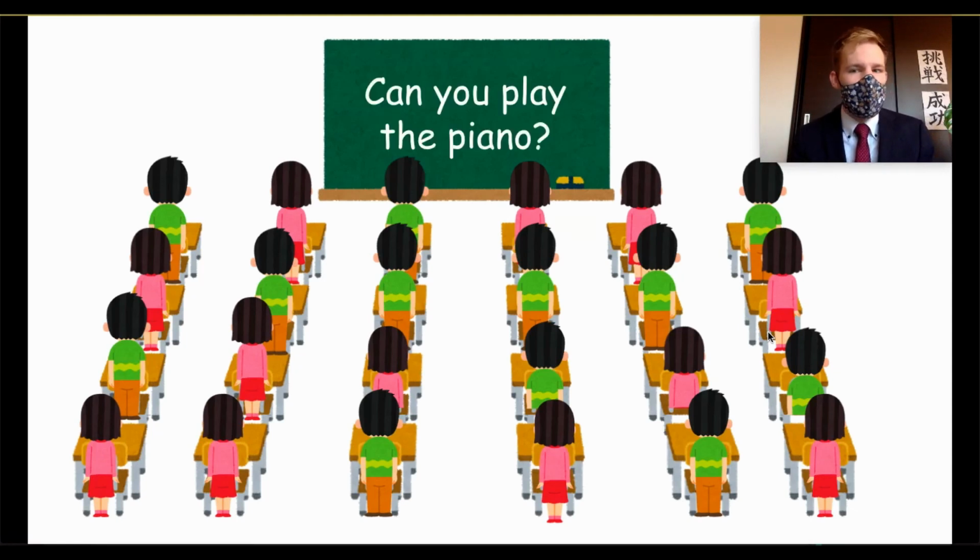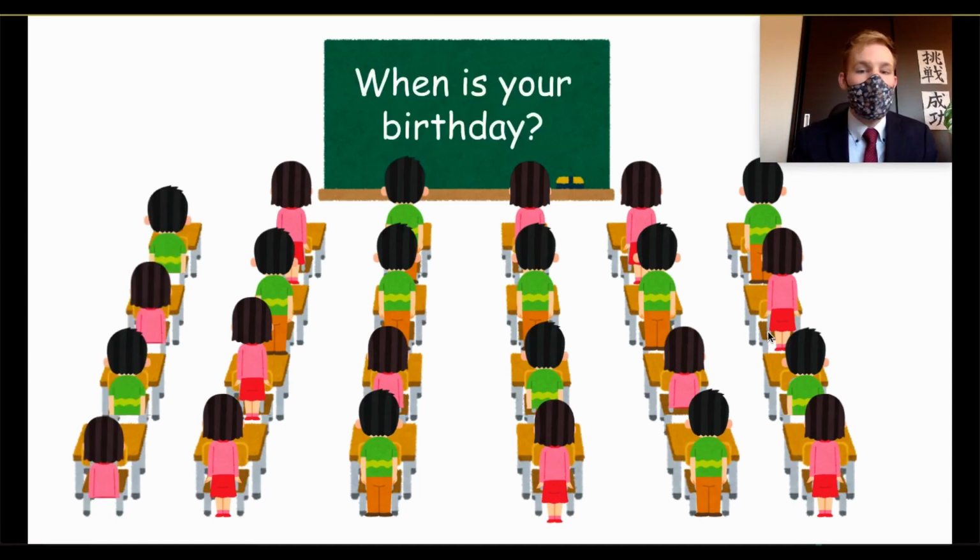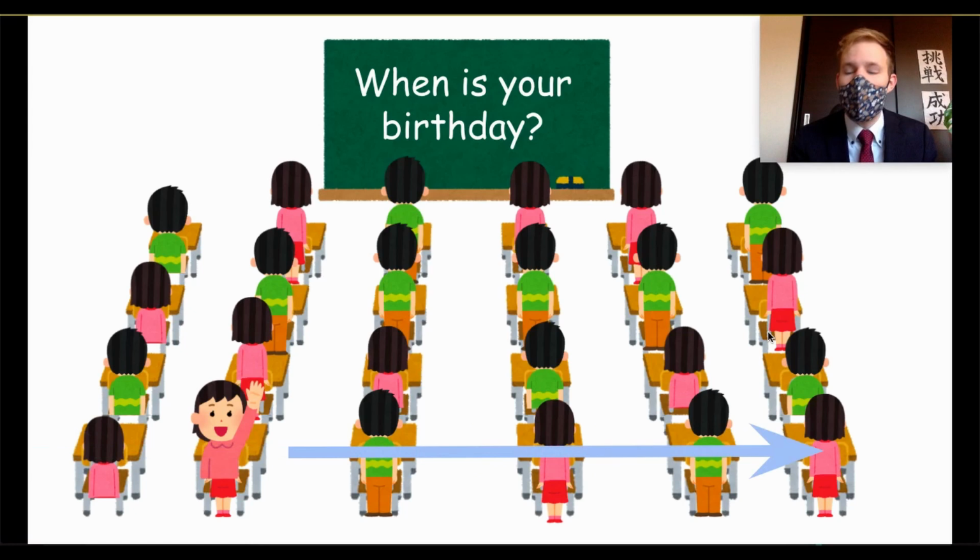Next question is, can you play the piano? And okay, here we have a person with their hand raised. I call on them and they answer correctly. And they choose back. So everyone behind them can sit down like this. Okay, next question. When is your birthday? Oh, we have a hand here. Call on them, they answer correctly, and they choose right.